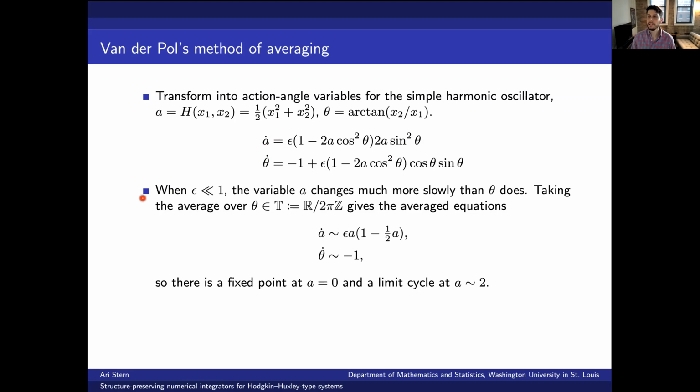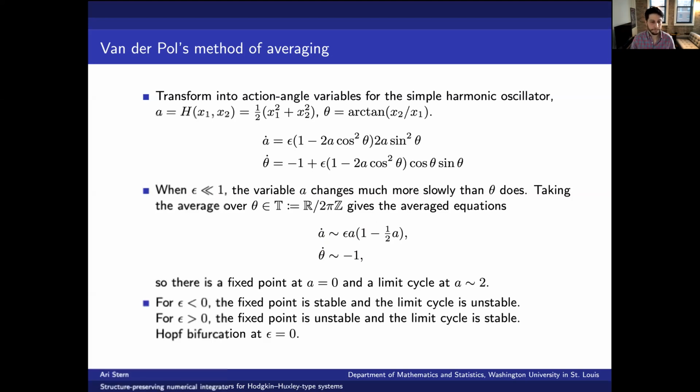So basically, since the angle is changing so much more quickly than the amplitude, we can average over all the angles between 0 and 2 pi, and we get this equation for the average dynamics. In the average dynamics, we see that theta dot is asymptotic to -1. And if we look at the dynamics for how the amplitude changes, we see that there are two fixed points, one at a equals 0 and one at a equals 2. And that's the reason for this fixed point at 0 and this limit cycle with approximate radius 2.